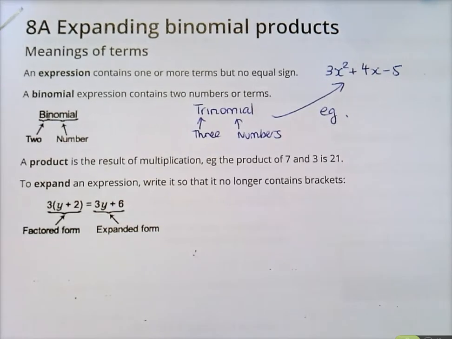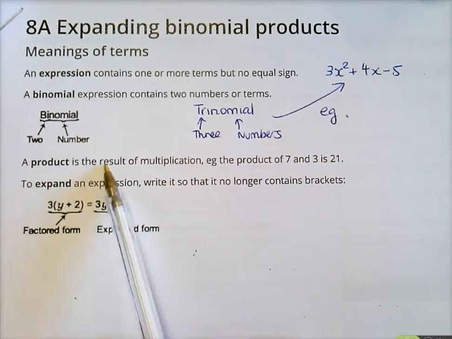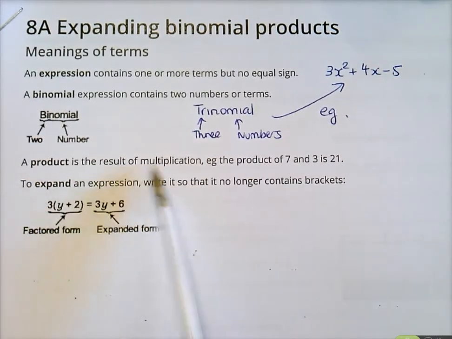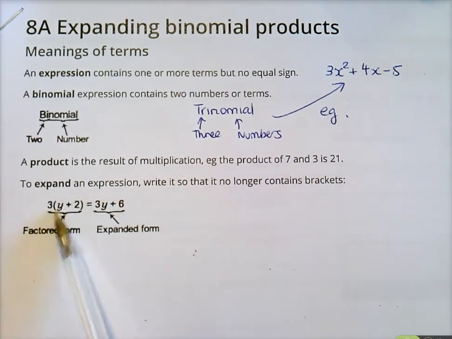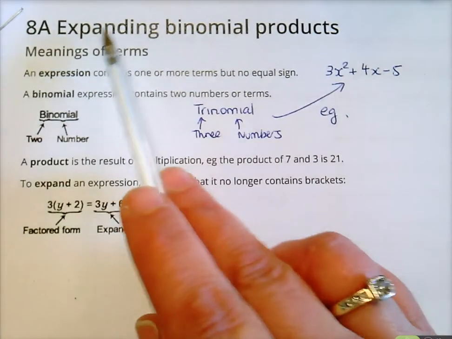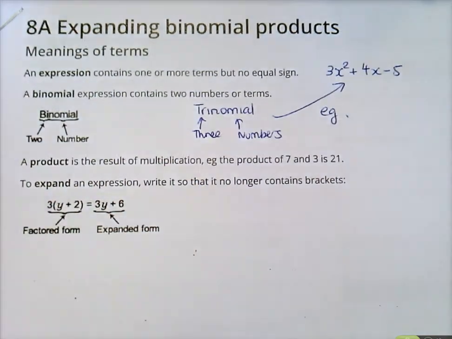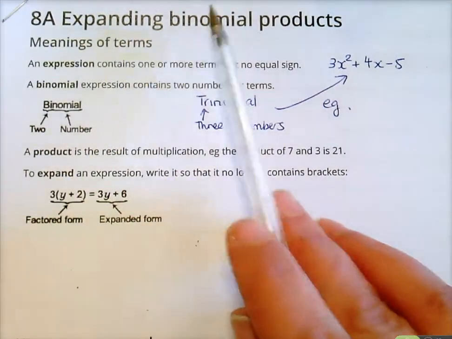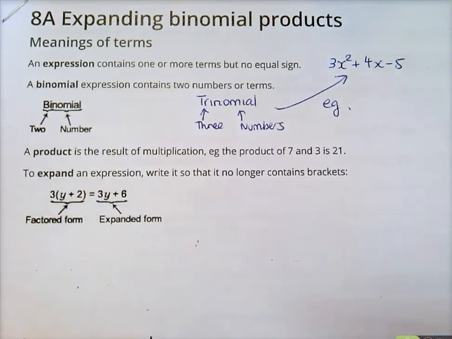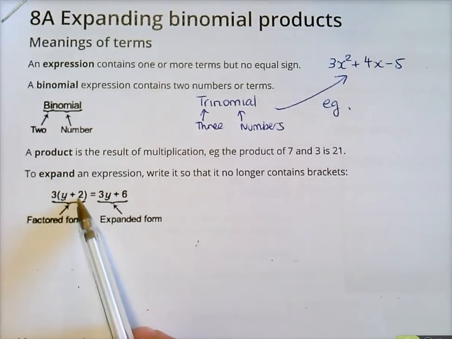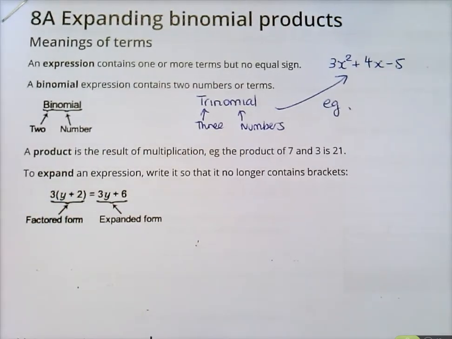Okay? Now, a product is the result of multiplication. For example, the product of 7 and 3 is 21. So today we're going to expand binomial products. So we're going to have binomials, two numbers, and they're actually going to be in brackets. Now here I've just got one number outside the bracket, but we're going to be doing brackets times brackets, okay?